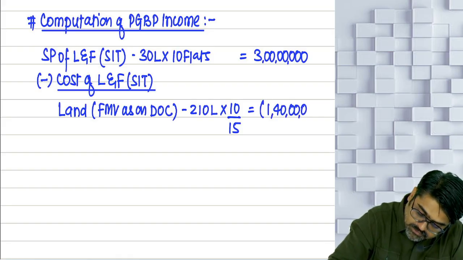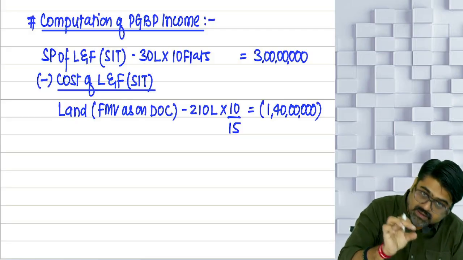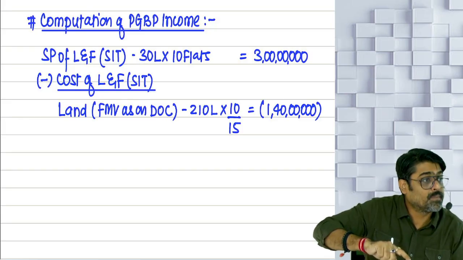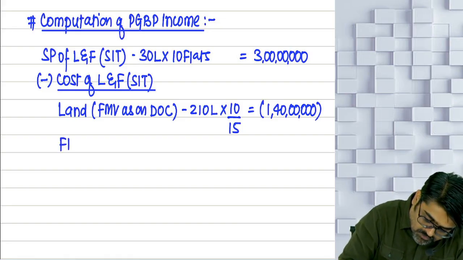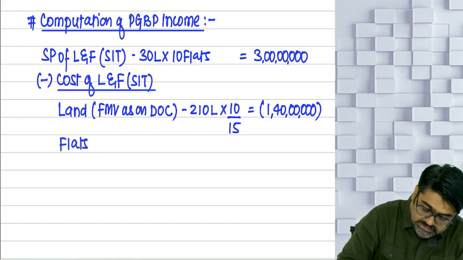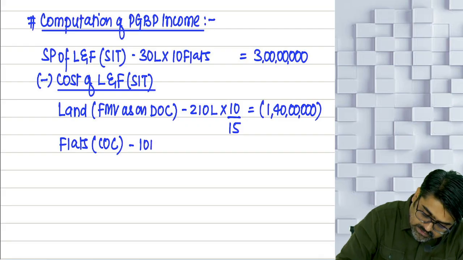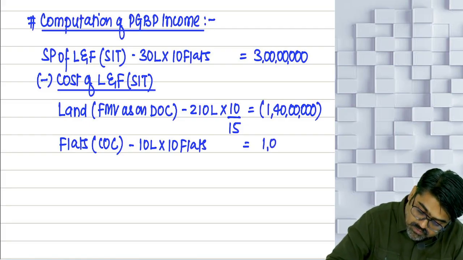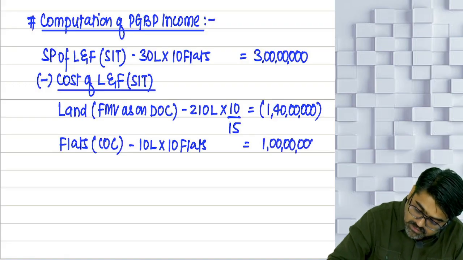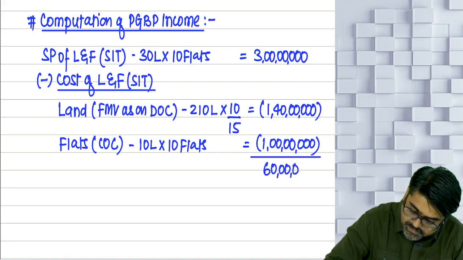Everyone got this? Now, cost of stock in trade. Stock in trade is land also and flats also. So I will have to reduce the cost of flats also, no, to calculate my PGBP income. So what is the cost of flats? Cost of construction, which is nothing but 10 lakh per flat multiplied by 10 flats, which is how much? 1 crore, 100 lakhs. Reduce this, you are going to get 60 lakhs. This will be your PGBP income.